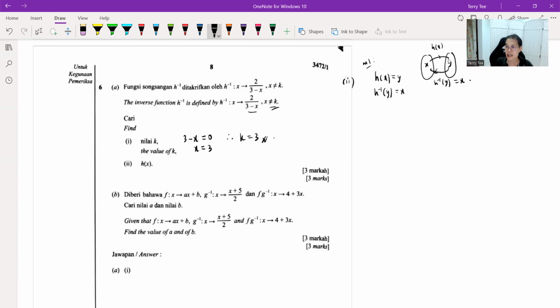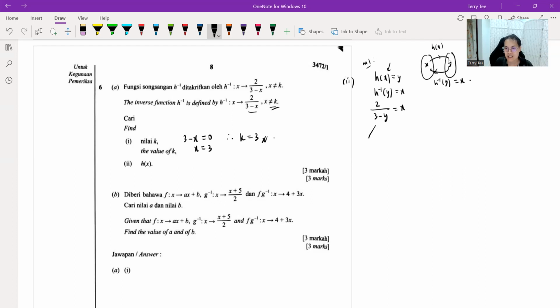So in this case, I am finding h. I'm finding my h(x), I'm finding my y. My h inverse, I already have it. My h inverse is 2 over 3 minus x, but this is y, so I put a y here: 2 over 3 minus y. And remember, I'm finding h(x), so I'm finding y actually. So let's make y the subject.